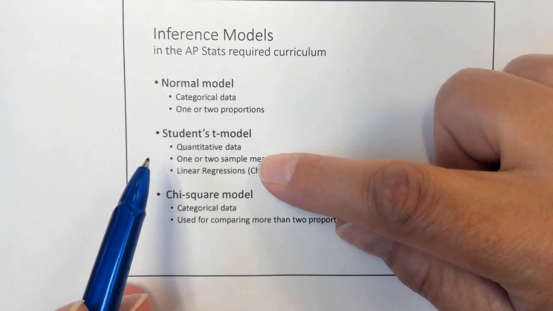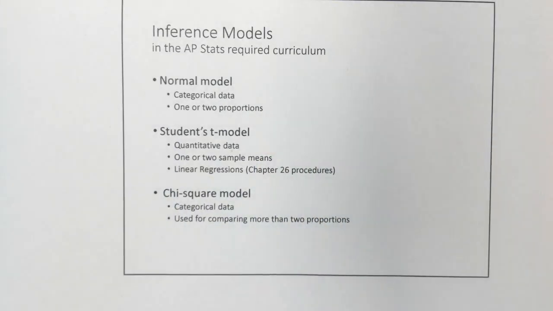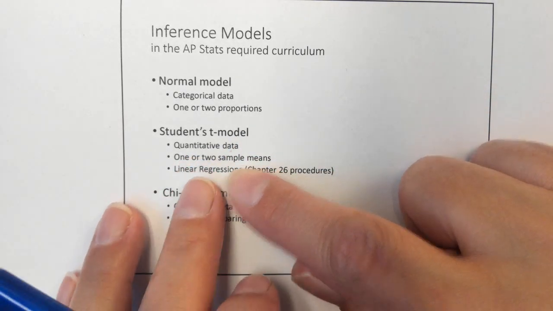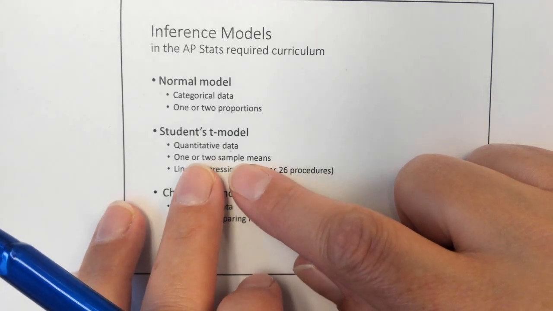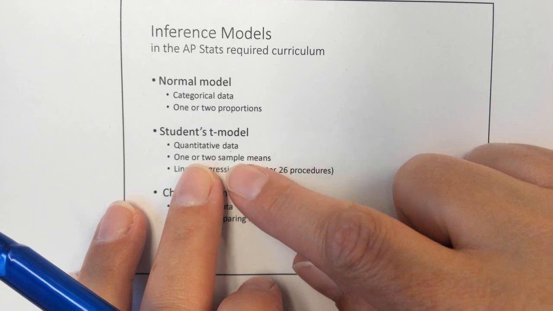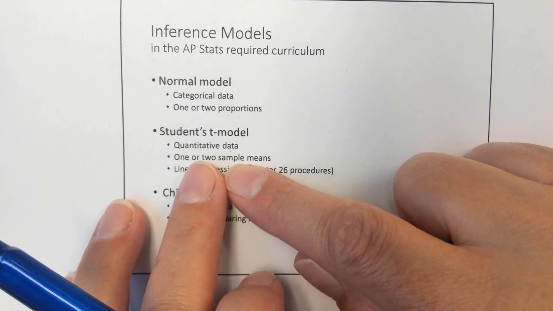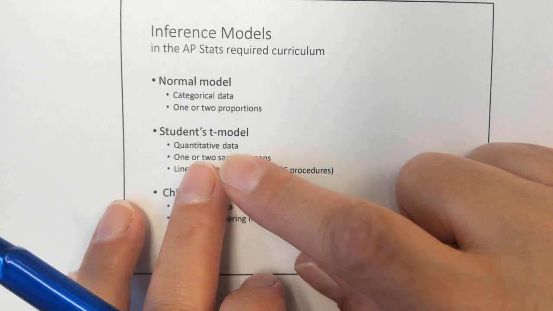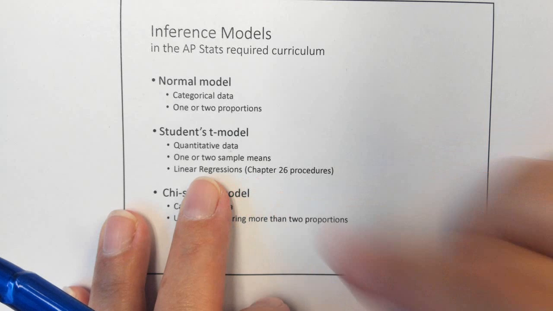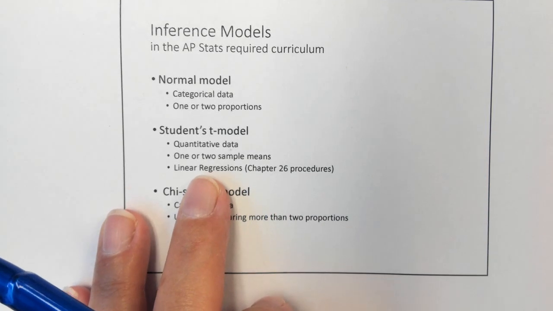Then we moved into the T model in the last unit that we studied, and the T model we use when we do inference procedures, hypothesis testing, or confidence intervals for quantitative data. We can use it for 1 sample or 2 sample means, and we've looked at 2 independent samples and also paired samples. So there were actually 3 different procedures in that unit that involved the T model. And then the linear regression model, which also uses T, is our Chapter 26 procedures, which we're going to wrap up with here in about a week or so.